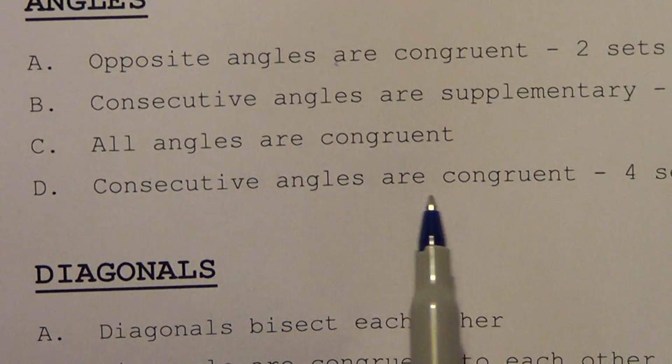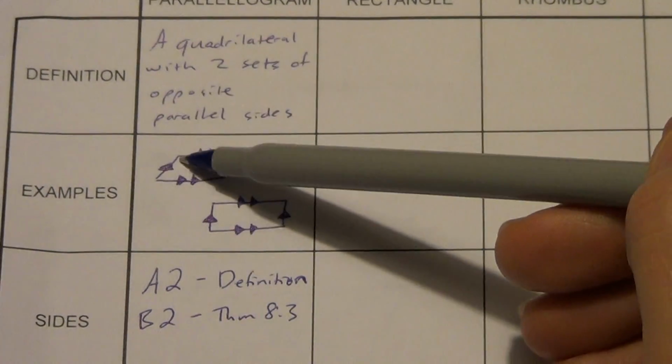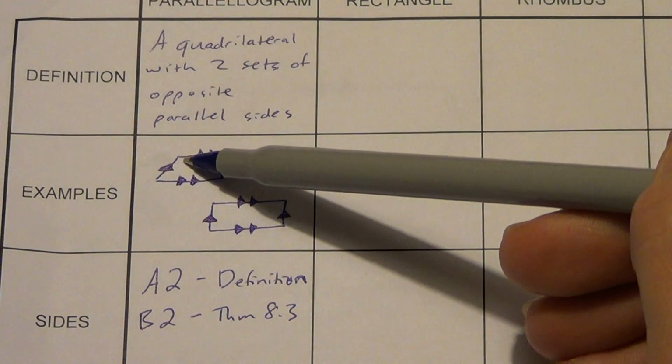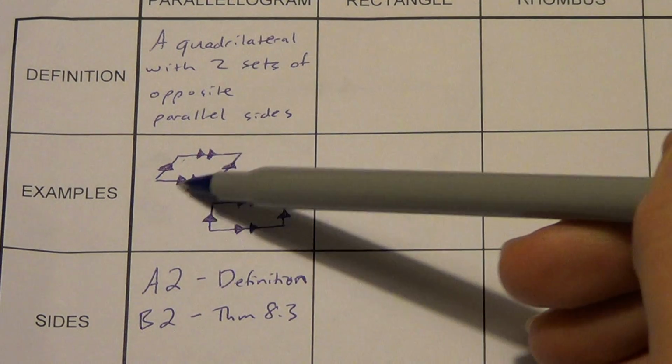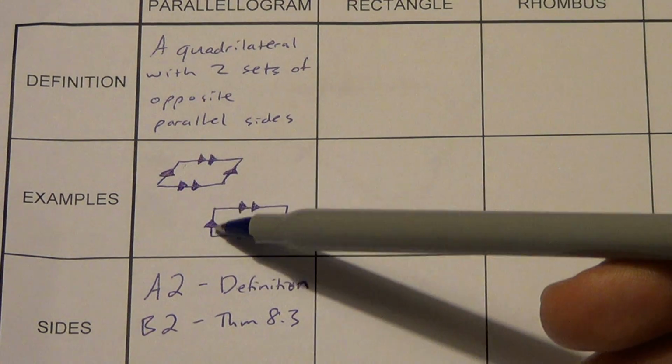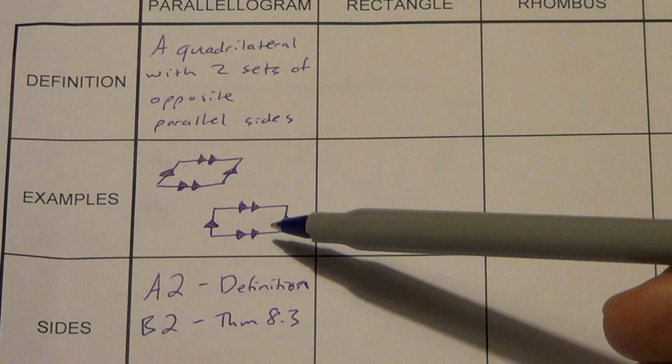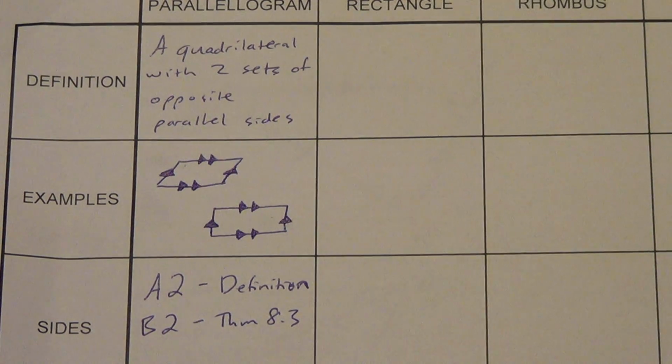All right, consecutive angles are congruent. Well, same idea. Could be 110 and 70. These do not have to be congruent. Opposite angles have to be congruent, not consecutive angles. Could be 90 and 90 everywhere, but it doesn't have to be, so we're not going to write anything down. So we're ready to move on to the diagonals.